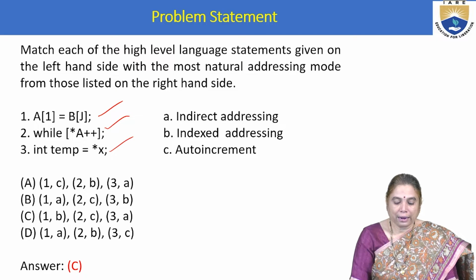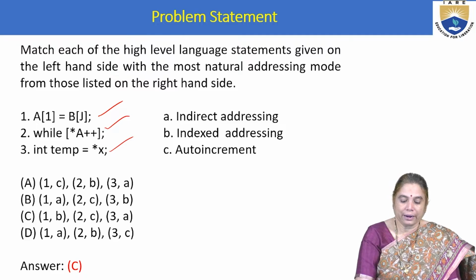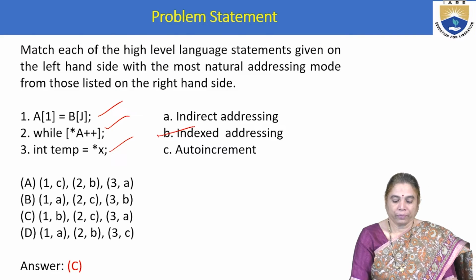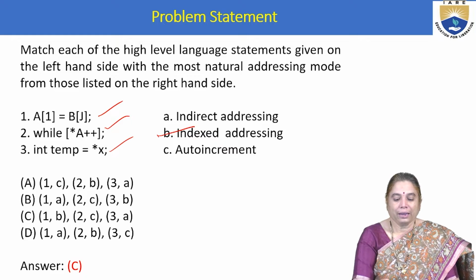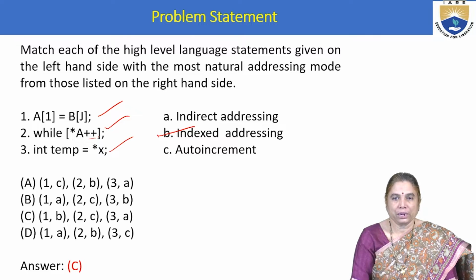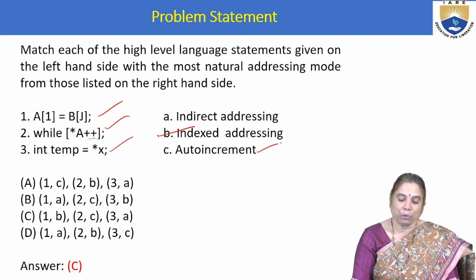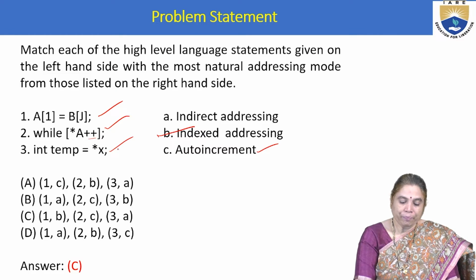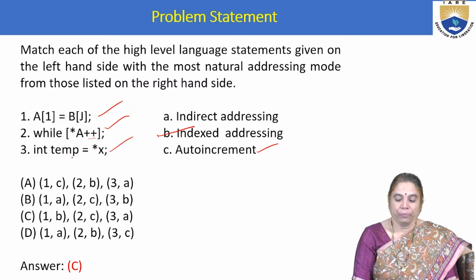So here in the array processing, the indexed addressing mode can be used. The second case is looping structure, where loop variable incrementation can be automatically performed. So for the looping statement, the appropriate addressing mode is auto increment addressing mode. The third one is declaring a pointer variable and assigning a pointer value to the variable. So it is indirect addressing.